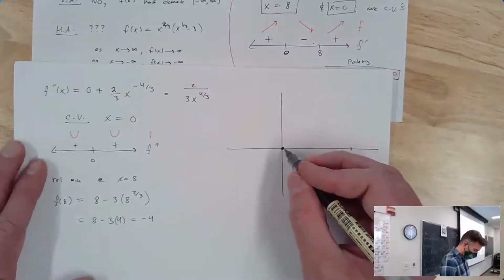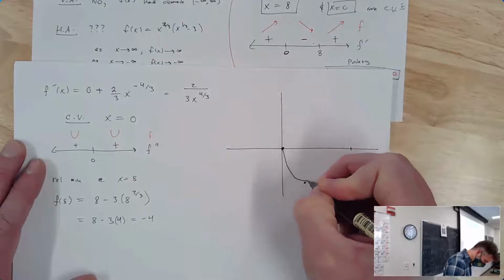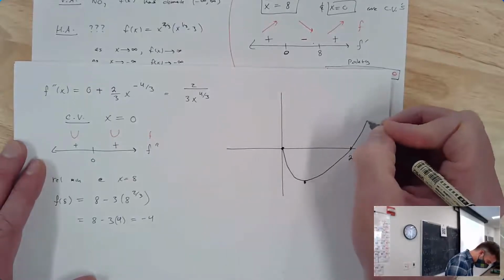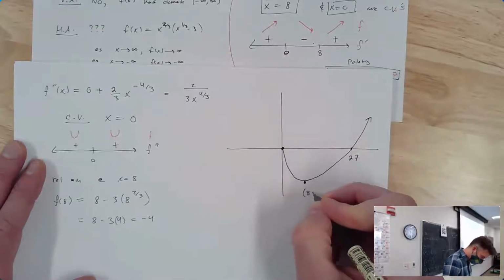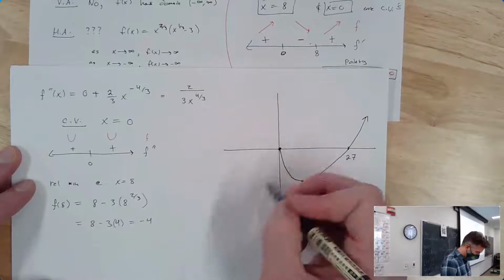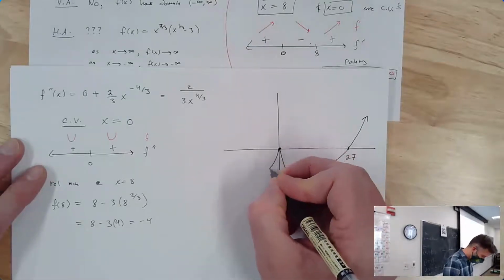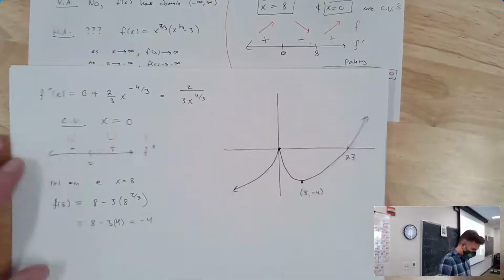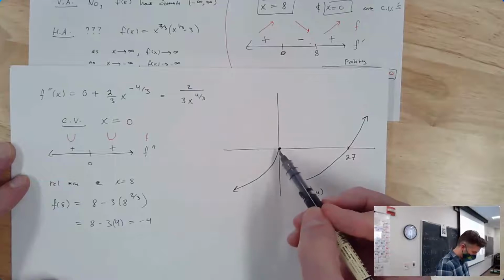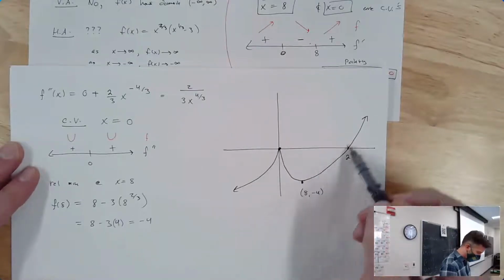So I know in here it's going to be concave up, so I'm going to do something like this. And over here, I'm also concave up, so maybe I'm something like this. But I also know, from -3 to 0, I have to be increasing. From 0 to 8, I have to be decreasing. From 8 to infinity, I have to be increasing.